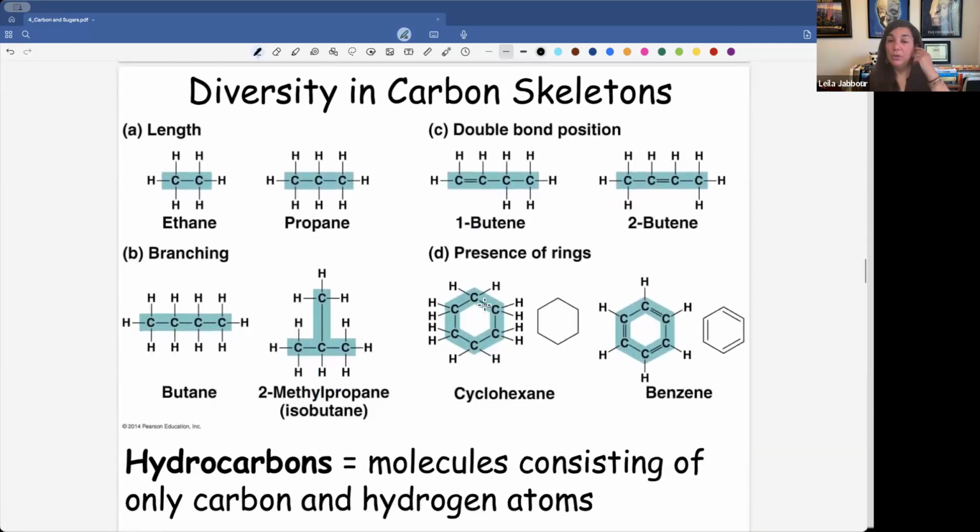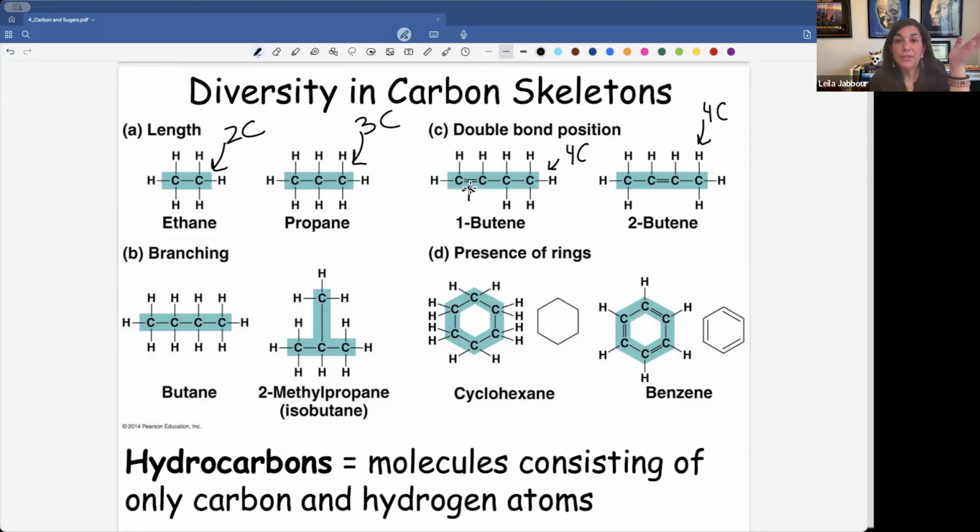This is to show you how these chains of carbon and hydrogen can look different depending on the length of it and what kind of bonds are there. So this is an example of ethane, propane, butane. They're just different names for the different molecules that are of different length. This is a 2-carbon molecule. This is a 3-carbon molecule. This is a 4-carbon molecule. And even though this is a 4-carbon molecule, it's a different molecule, 1 butane and 2 butane, because of the arrangement of where the double bond is.